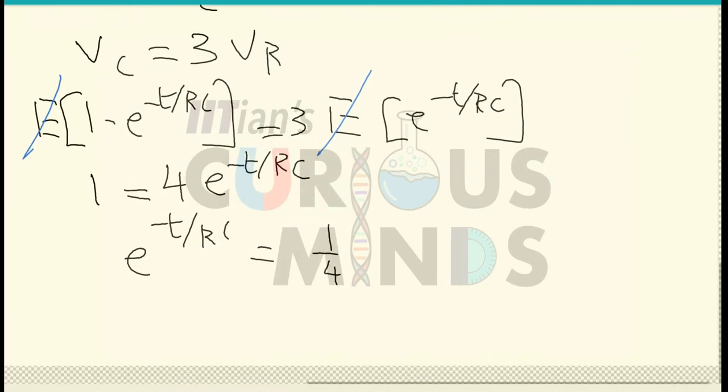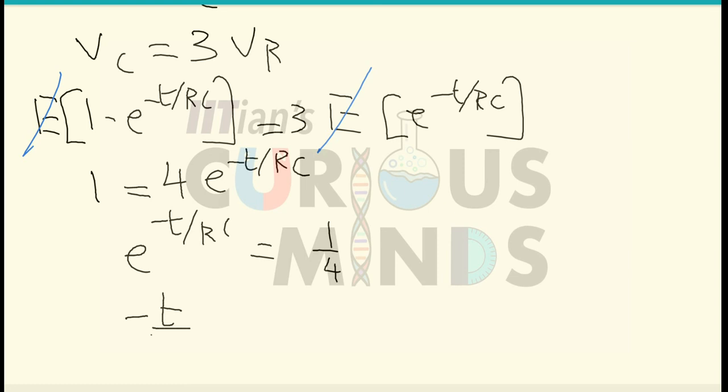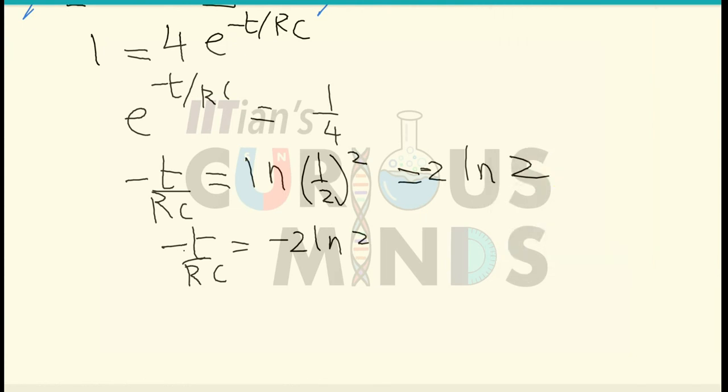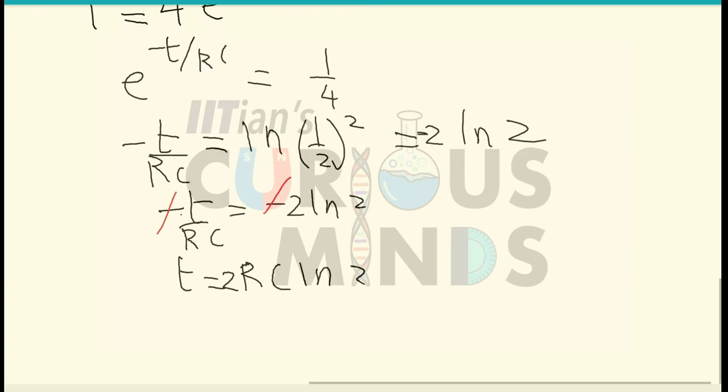I will take log on both sides: minus t divided by RC is equal to log 1 by 4, which can be written as log of 1 by 2 the whole square. That can be written as minus 2 log 2. So minus t by RC is equal to minus 2 log 2. The minus signs will get cancelled out, and log 2 is given, so t will be equal to 2 RC into log 2. Let us substitute the values and get the answer.